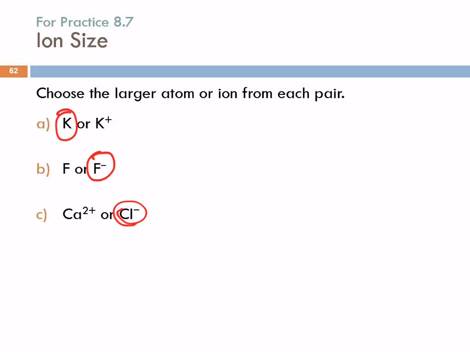Chloride's bigger. Same number of electrons. You might think that calcium would be bigger because it has more protons. It's actually smaller because it has more protons. The charge, the attraction is greater, everything pulls in. Any questions?